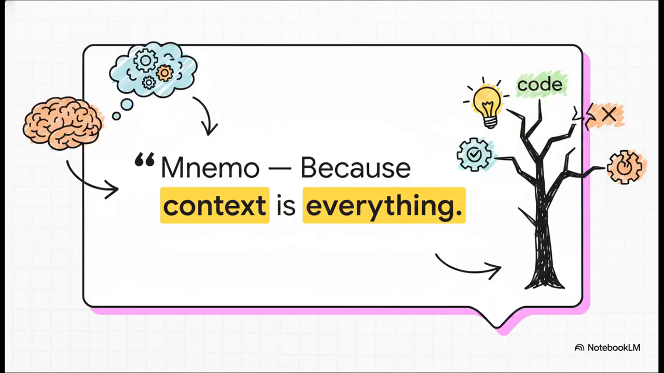The documentation for Mnemo wraps up with this incredibly powerful tagline: Mnemo, because context is everything. And in software development, that hits the nail right on the head, doesn't it? Context is the difference between writing a brilliant new feature and accidentally breaking the entire application.